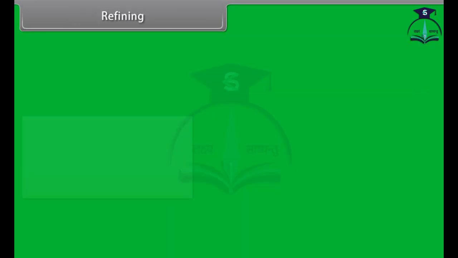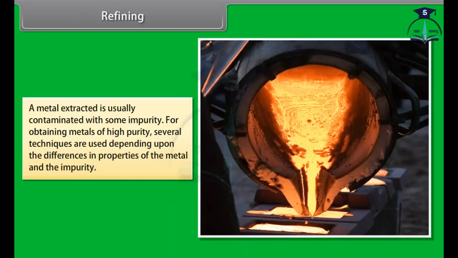Refining. A metal extracted is usually contaminated with some impurity. For obtaining metals of high purity, several techniques are used depending upon the differences in properties of the metal and the impurity.